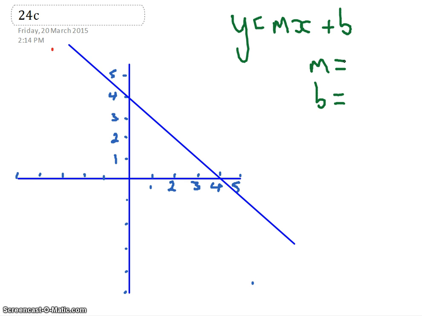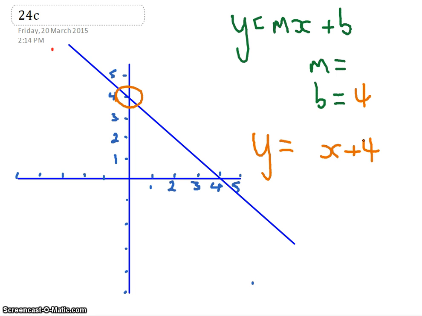So tell me, Jake, what's the y-intercept? B. Yes, it is. Now give me the number. 4. b is 4. Cool. That's the y-intercept. It's where it crosses the y-axis. So b is 4, which is awesome. We've now got y equals something x plus 4, so we're almost there. We've now got to just work out what the m is.